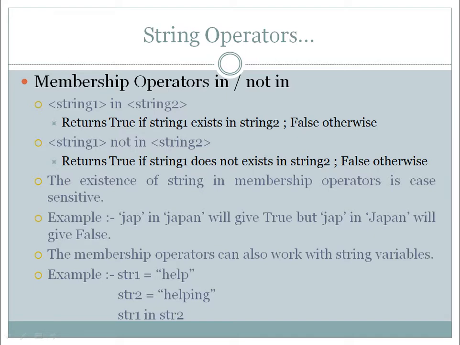Please note the existence of string in membership operator is case sensitive. It will differentiate between small letters and capital letters. Okay, let us see an example. "jap" in "japan" will give True because all are in small case. Similarly, in "japan" all the characters are in lowercase. That's why it will give True. But "jap" in "Japan" will give False because j in string1 is a small letter and in string2 it is a capital letter. So it will give False. Please note this, because the membership operator comparison is case sensitive.